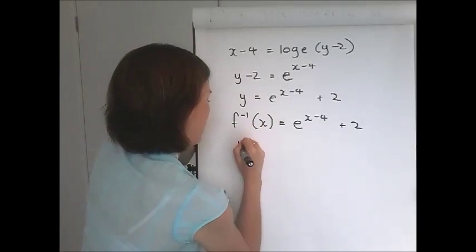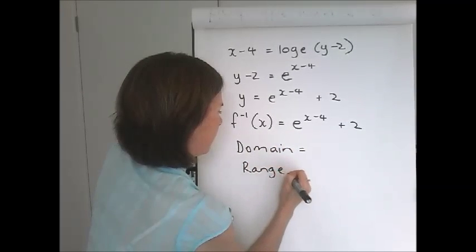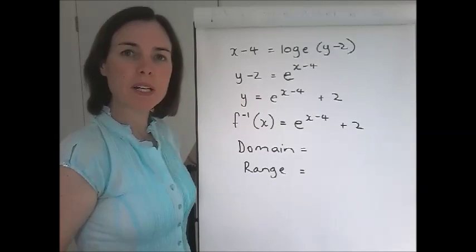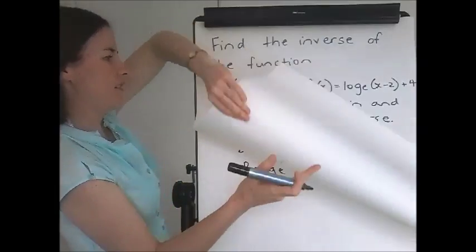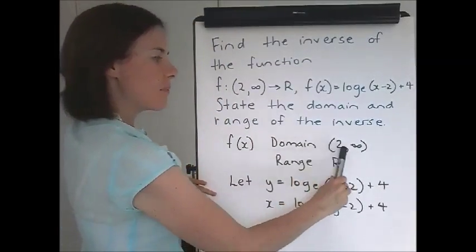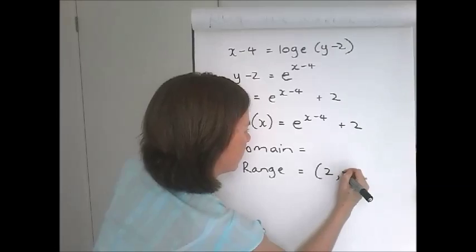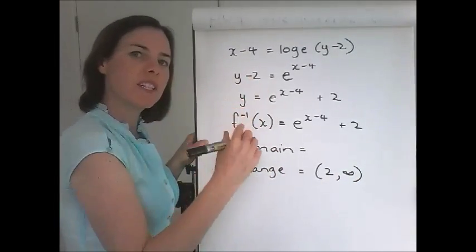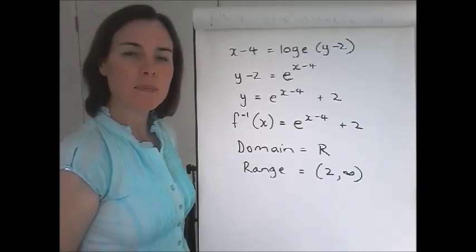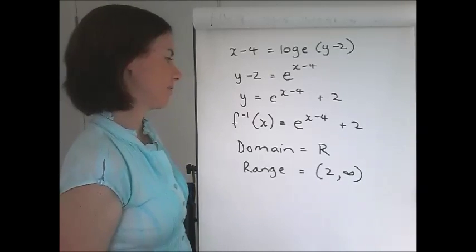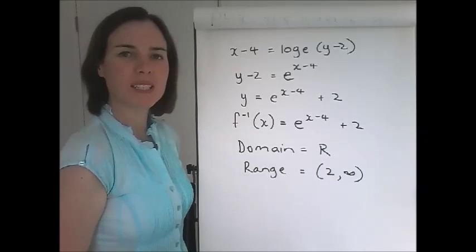Now for this, the domain and the range are simply obtained by swapping over the domain and range of the original function. So let's remind ourselves what they were. The domain was 2 to infinity, so that's now the range. And the range originally was R, that's now the domain. We swapped x and y, so we must also swap domain and range. You could obtain these from sketching a rough graph of this, but we didn't even need to draw the graph.